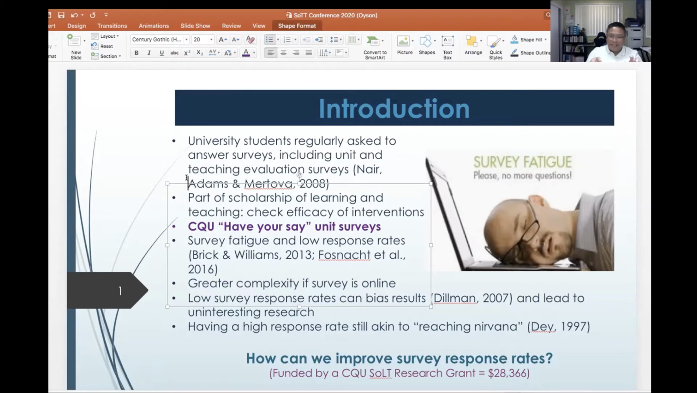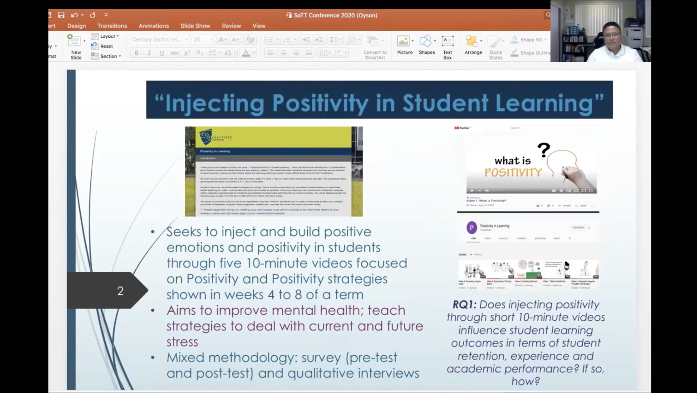The study is not about survey response rate itself. It's actually about positivity in learning, which I'll discuss in a short while. But in the course of trying to implement an intervention about positivity in learning, we needed first to confront the problem of how to get students to engage with our study and answer initially the pre-test survey.